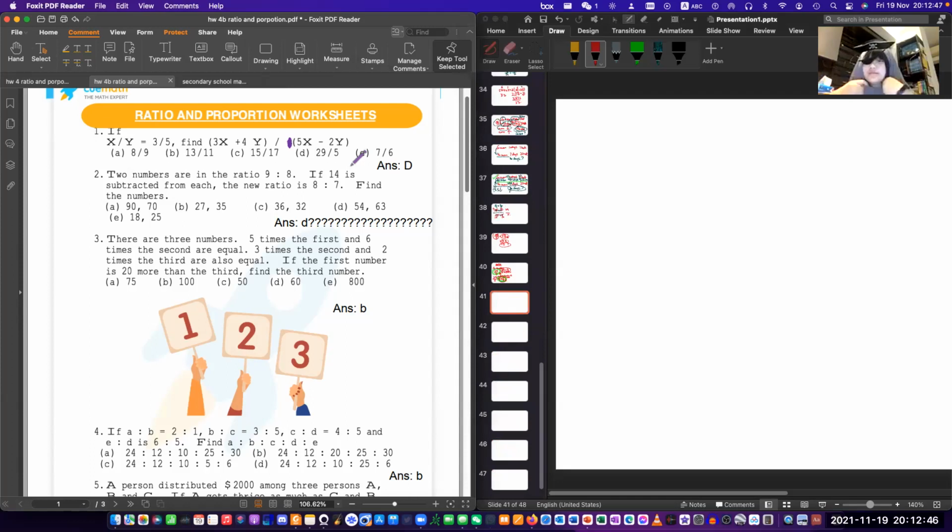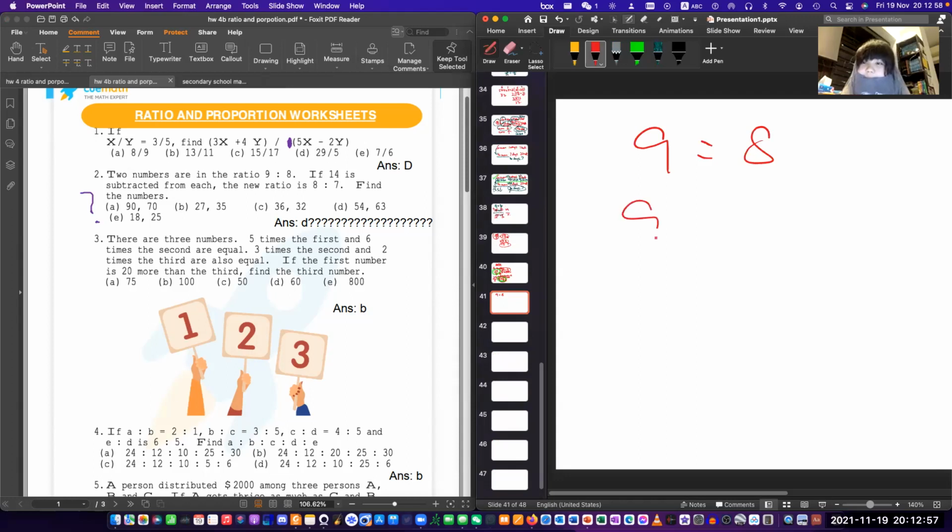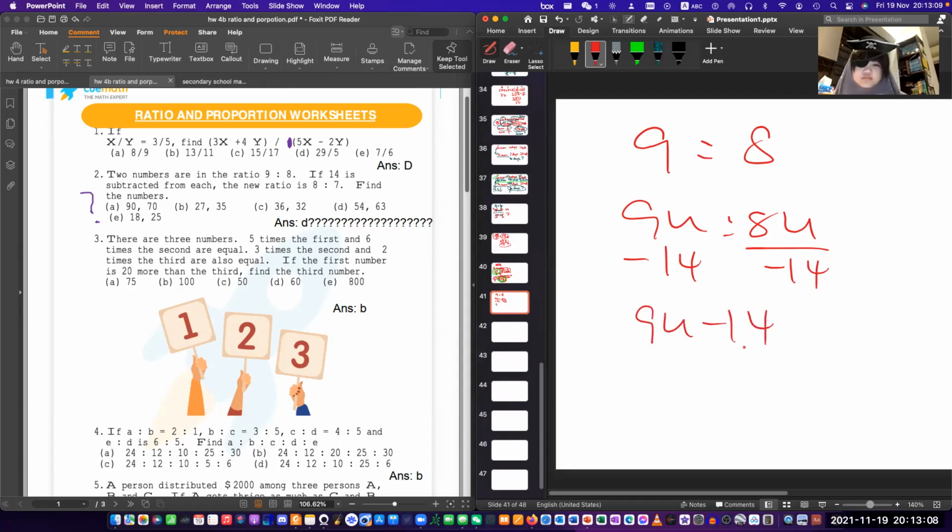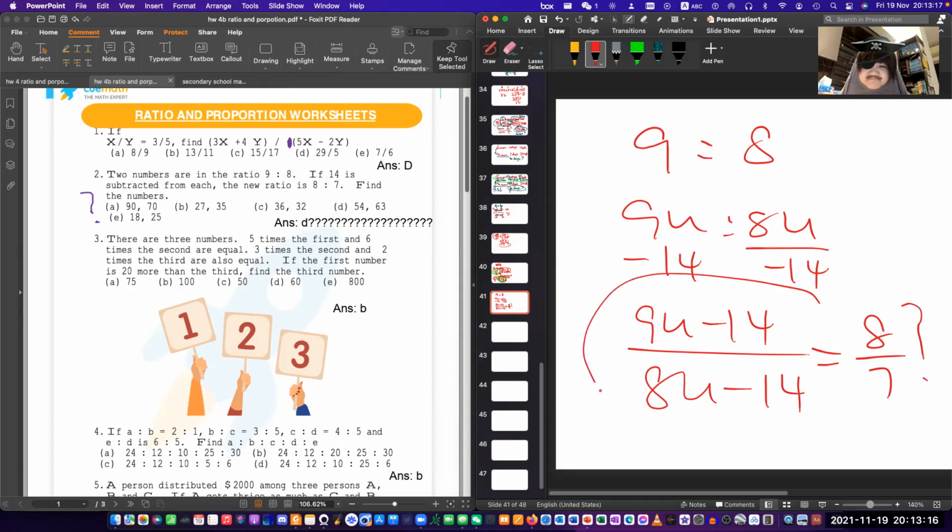Okay. Next, two numbers are in the ratio 9 to 8. If 14 is subtracted from each, the new ratio is this. Then you asked me about this question, right? Yes. So two numbers are in the ratio, so basically they are 9 to 8. That means this is 9u and this is 8u. If 14 is subtracted from each, that means 9u minus 14, 8u also minus 14. So 9u minus 14 over 8u minus 14. The ratio is actually 8 to 7 now. So how do you solve this question now? Do you know how to solve this?